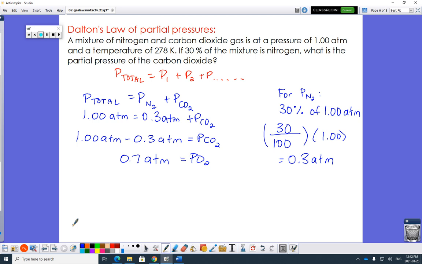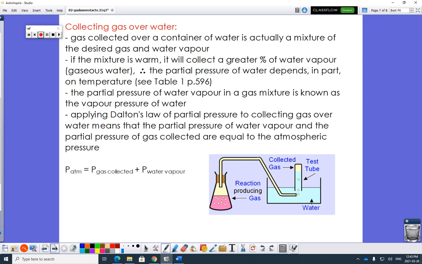And then the last one is virtually identical, except now when you have air, for example, or atmospheric pressure with the gas in the air, one of the gases that exerts a lot of pressure and always has to be taken into account is water. So a common way to collect a gas is to bubble it through water.